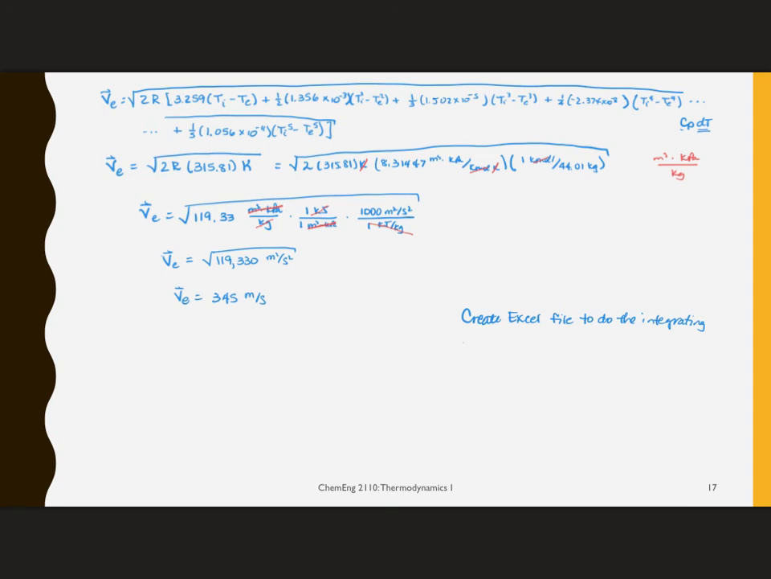Second, pay really close attention to the units. Anytime you have velocity or height, pay attention to the units. And our best friend here is that 1,000 meters squared per second squared is equal to 1 kilojoule per kilogram.